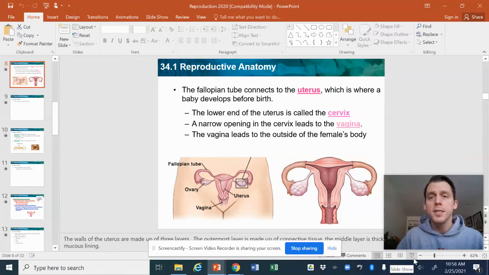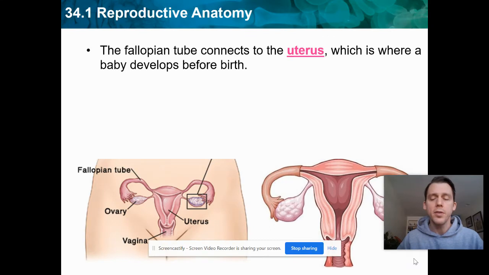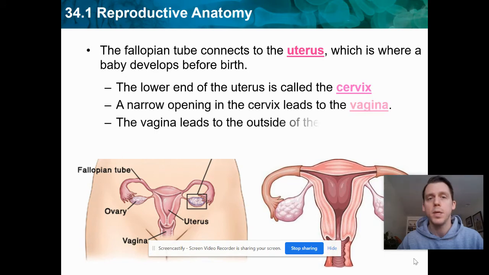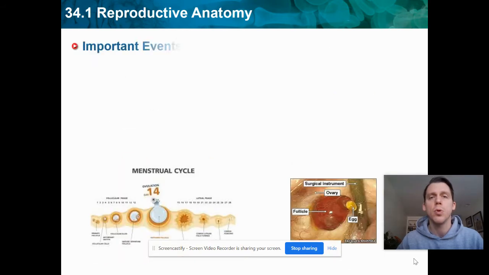Hi, everybody. Today we are going to continue talking about the reproductive system. Now, the other day we started to go over some of the anatomy, and we talked about the female and the male anatomy. And today, what we're going to do is talk about some of the processes that happen in the female and the male. Now that we know the anatomy, we can figure out what's going on.